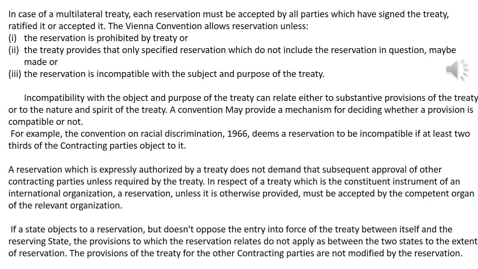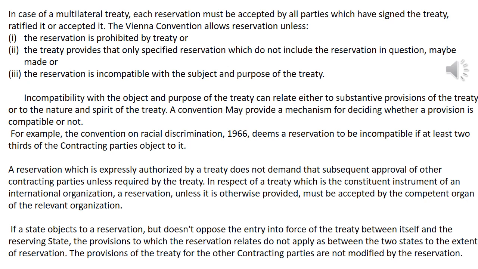So, in the case of a multilateral treaty, the reservation is accepted only by the parties which have signed the treaty, ratified it and accepted it. The Vienna Convention allows reservation unless it is prohibited by the treaty, or unless only specified reservations are allowed, or if it is incompatible, in which case the reservation is not allowed. Incompatibility with the object and purpose of the treaty can relate either to substantive portions of the treaty or to the nature and spirit of the treaty.